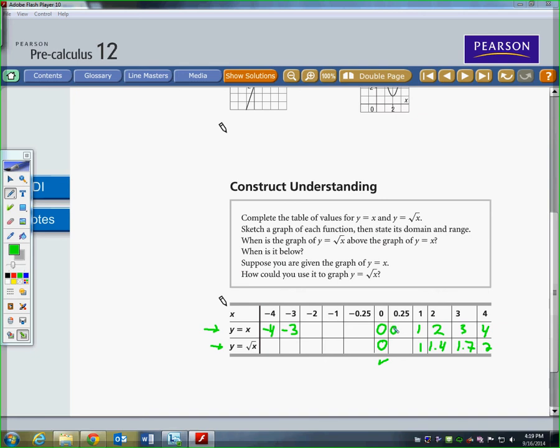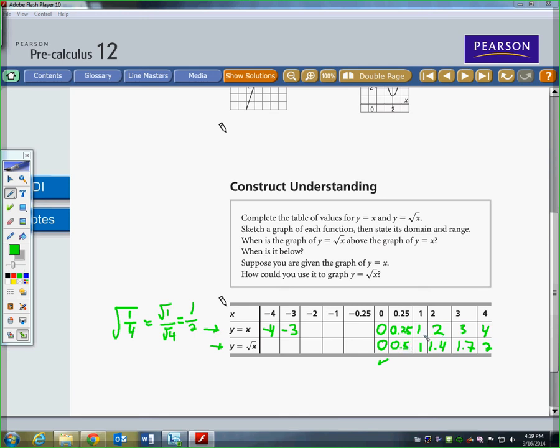Now here's an interesting one. So here we get 0.25. The square root of 0.25 is the same thing as the square root of a quarter. Now the square root of a quarter is the same thing as the square root of 1 over the square root of 4. So it's the same as thinking like this. Now that is equal to 1 over 2, which is 0.5.